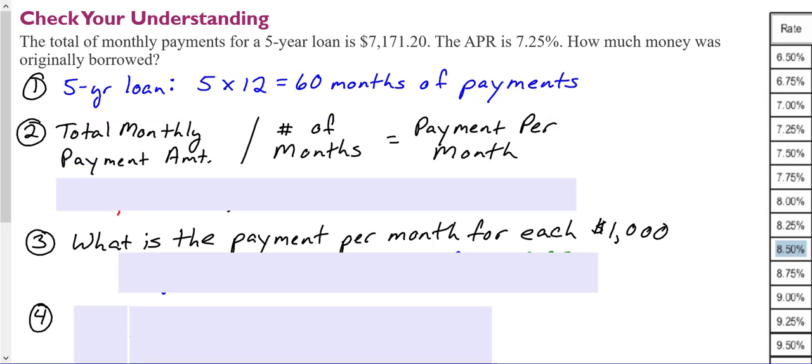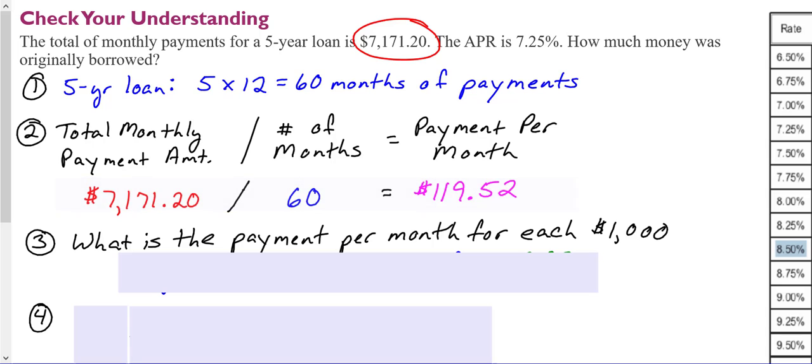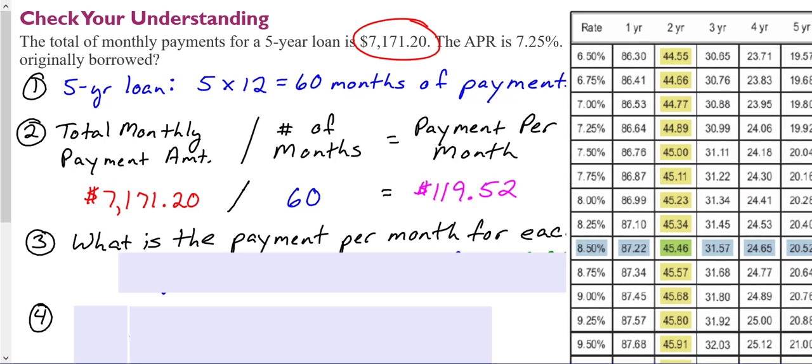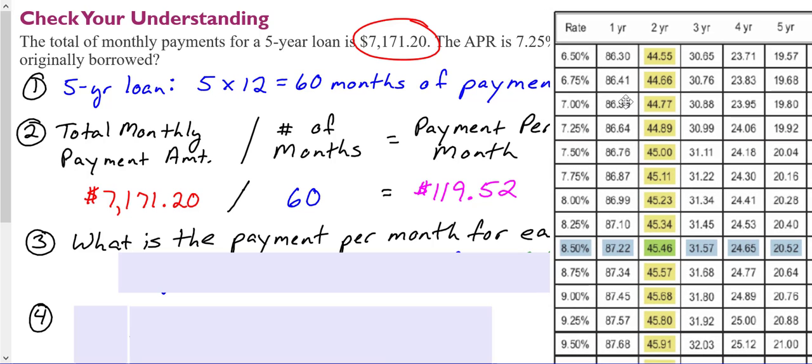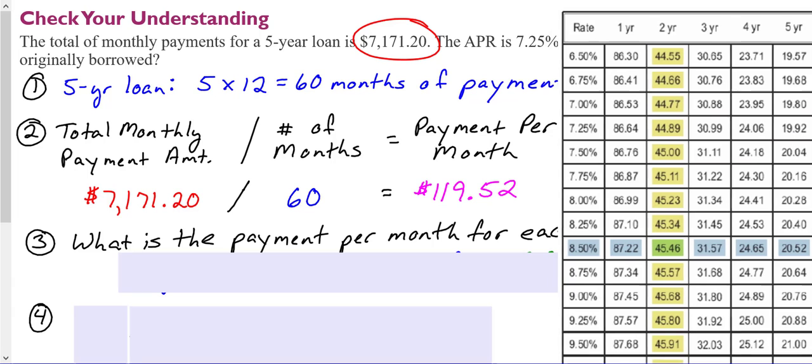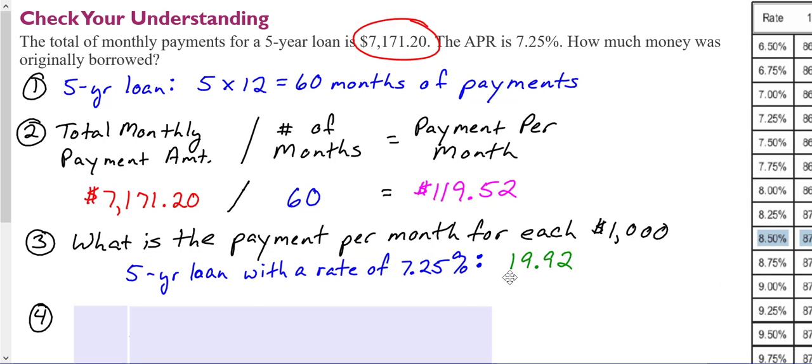We want to take the total monthly payment amount, $7,171.20, and divide it by the number of months we are making a payment to calculate what our payment is per month. So $7,171.20 divided by 60 gives us a payment per month of $119.52. Now we want to look at the payment per month for each $1,000. It is a 5-year loan and our percent is 7.25%. So we go to the 5-year column and then the 7.25%, and that winds up being $19.92.